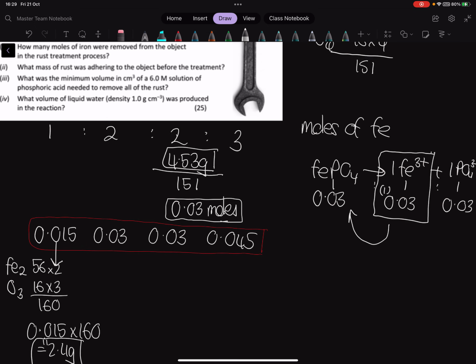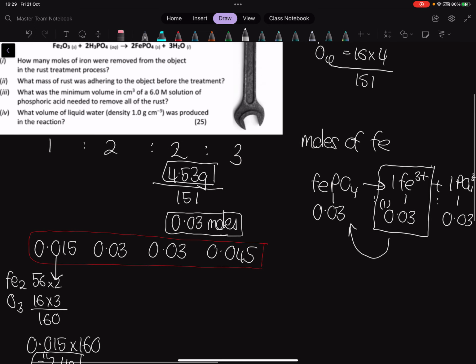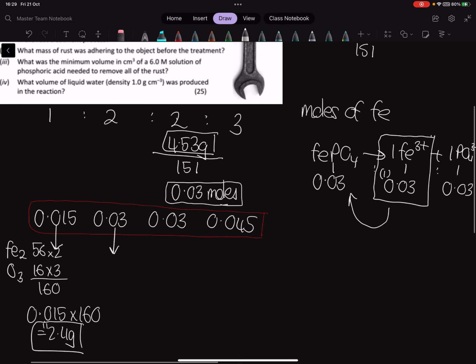For number 3, what is the minimum volume in centimeters cubed of the phosphoric acid? So it is this number of moles we need. Now, it's asking for volume in centimeters cubed. There is no mention of STP or RTP, so I can't use volume triangles for these. We are not doing ideal gases.